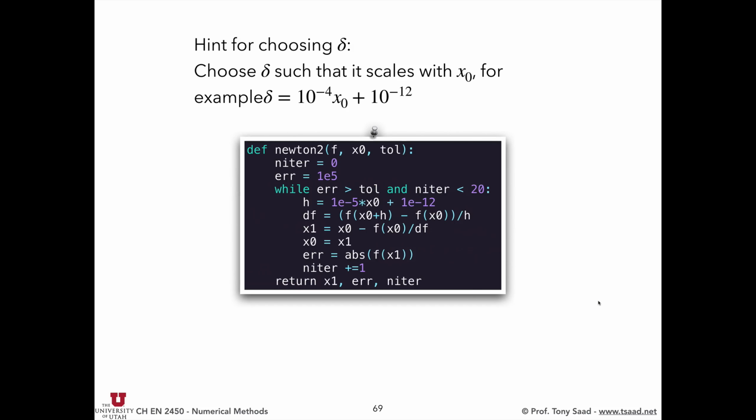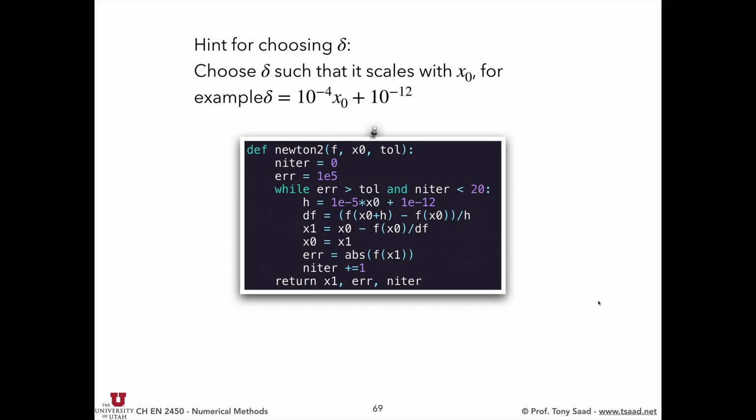And one hint for choosing delta is, you can put an infinitesimally small number, or if x0 is very large, you can just rescale that x0 by 4 or 5 orders of magnitude, and then also add a small epsilon, just in case your initial guess is 0. You don't want your delta to be 0.